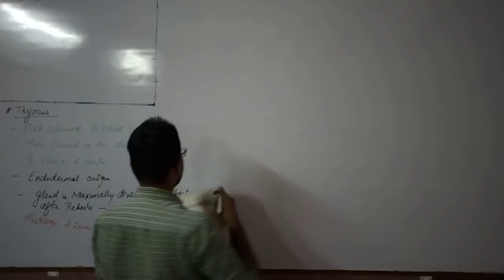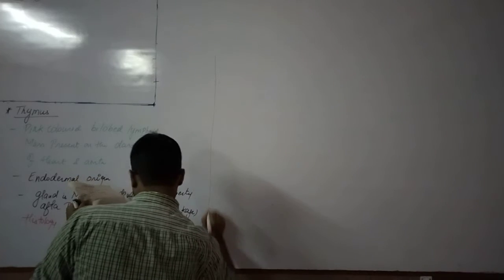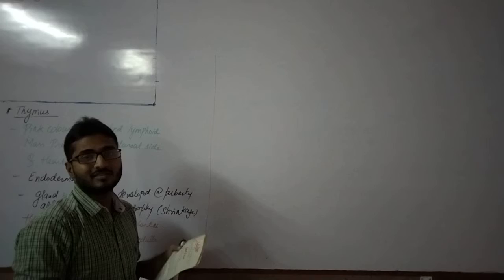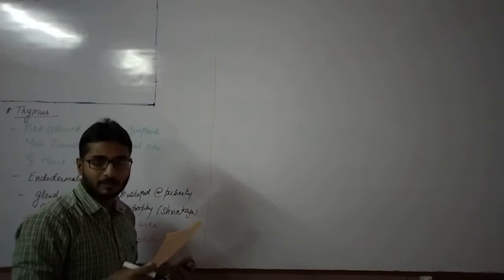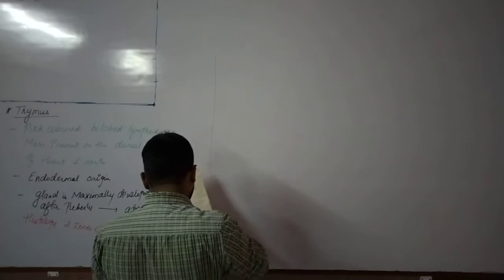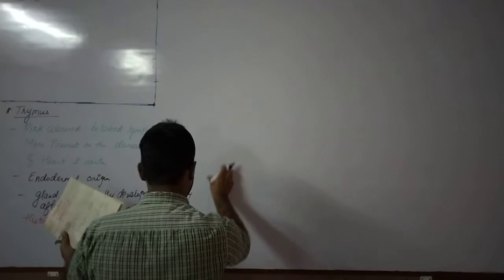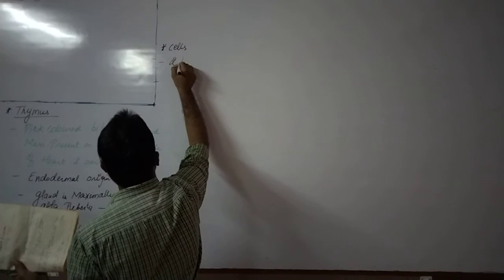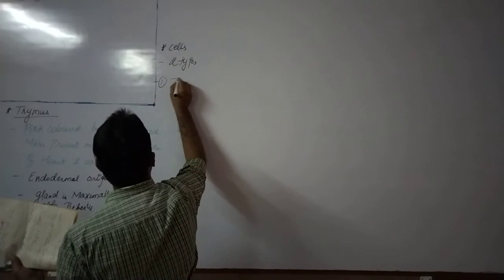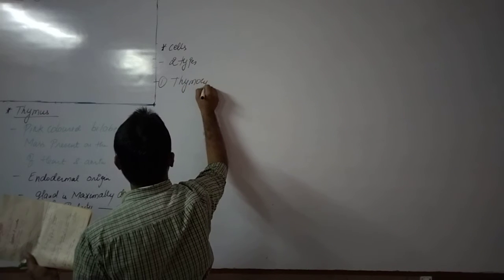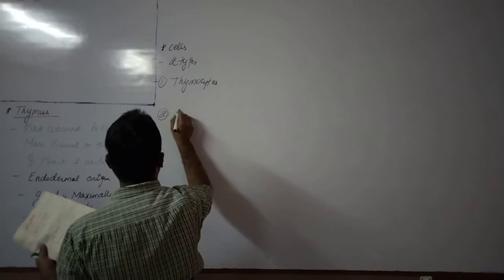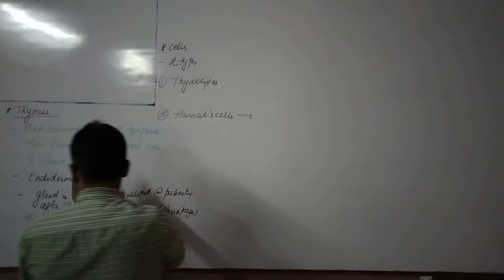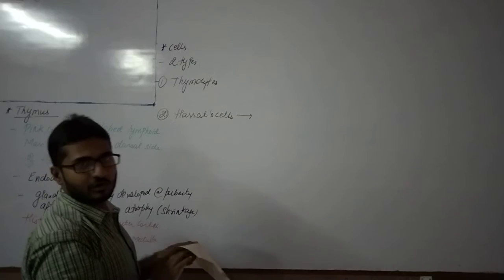Right? Now basically the cells, if we see this gland at a cellular level, the thymus gland has two types of cells, right? Thymocytes and Hassall's cells. So cells are of two types. First, thymocytes, and the second is Hassall's cells. Hassall's cells are very, very important. Thymocytes are also very, very important.